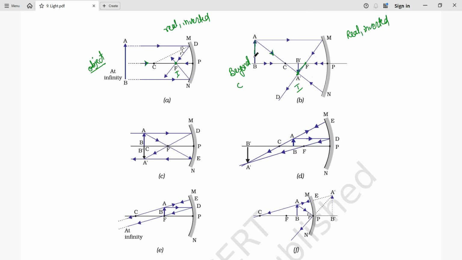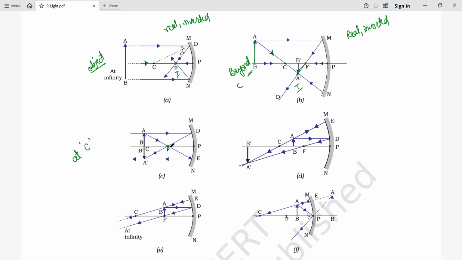The object size is AB, the image size is A dash B dash, which is smaller than the object. And where does the formation take place? Between the center of curvature and focus. All these things, the position and nature, are important. Next is the object at the center of curvature. Again, two rays: one ray is taken parallel to the principal axis, and after reflection it passes through the focus. The second one is taken here.